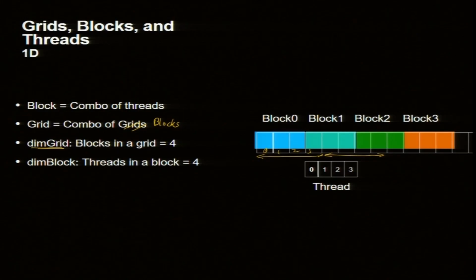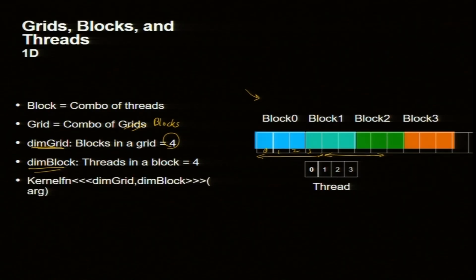Now, dim grid does not mean that there are many grids. Dim grid means how many blocks are in the grid. There is only one grid here, and it has 4 blocks, and dim block means the threads in the block. Please keep this in mind. Dim block does not mean many blocks, it means the threads in the block.